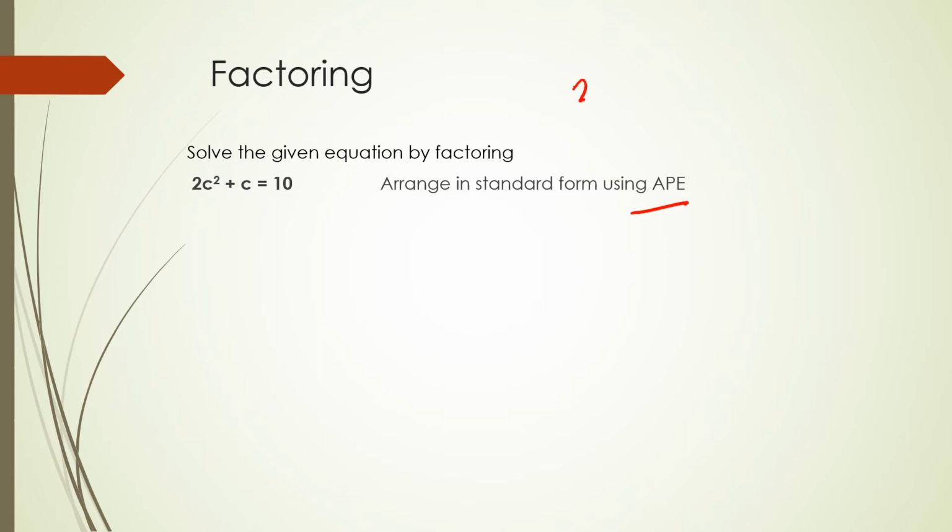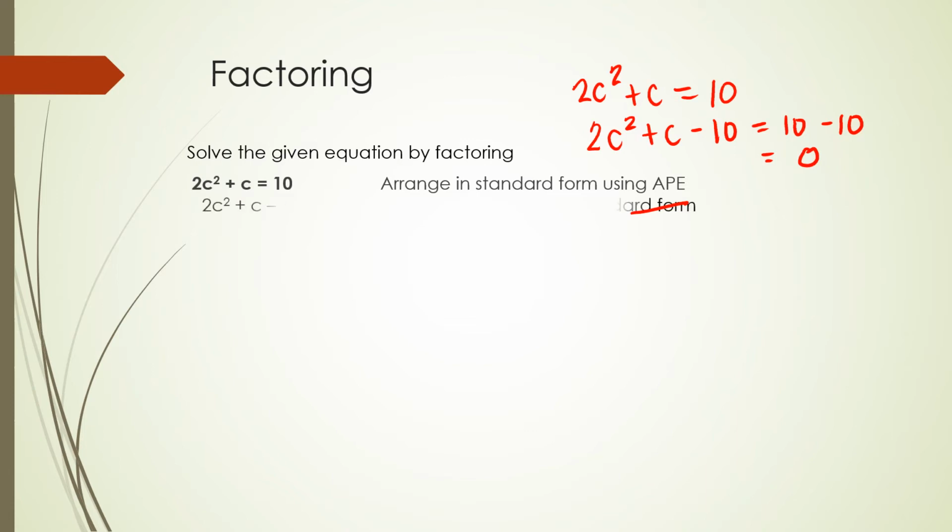So, you have 2c squared plus c minus 10 is equal to 10 minus 10. So, yung right side niya, magiging 0 na. So, it was written in standard form.